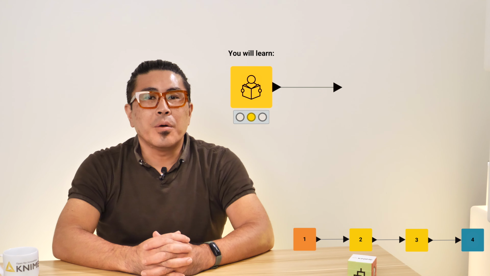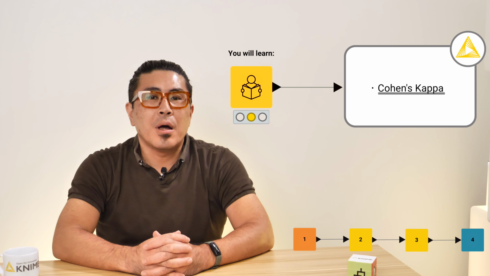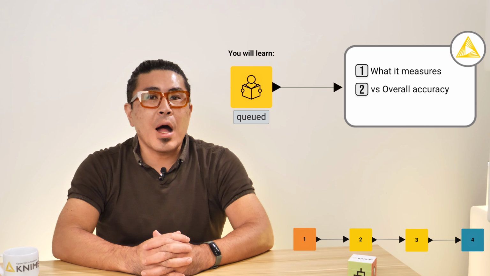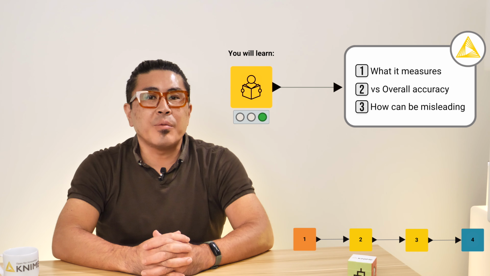In this video, you will learn about Cohen's Kappa, a performance metric for a classification model. We'll show what it measures, how it compares to overall accuracy, and how it can sometimes mislead you.